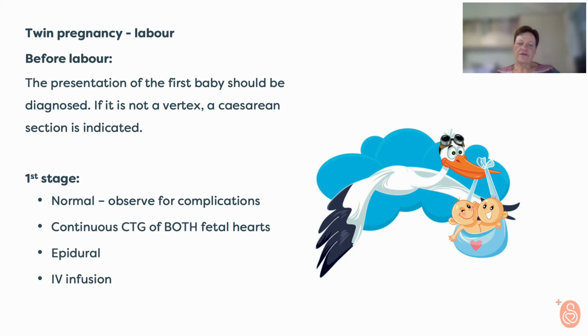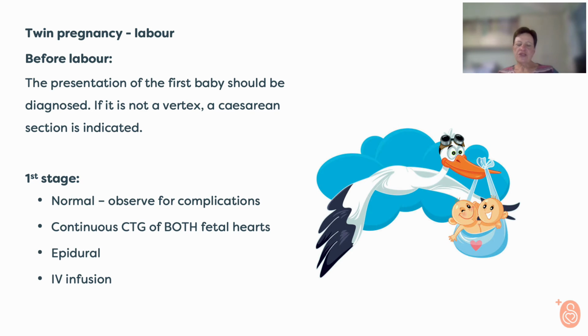Now, then also very important is how we manage the first stage of labor. There's not a big difference between managing a singleton's first stage of labor and that of a multiple pregnancy. We do it as normal. All the observations are as important as in the case of a normal pregnancy and a normal delivery. We observe for complications, we identify the problems, and we deal with them as we identify them, referring to a doctor or whatever is necessary.